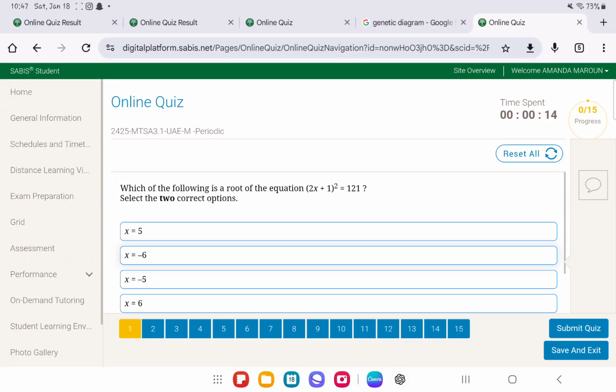So today I'll be explaining the Math Algebra Periodic Course Practice section 3.1.